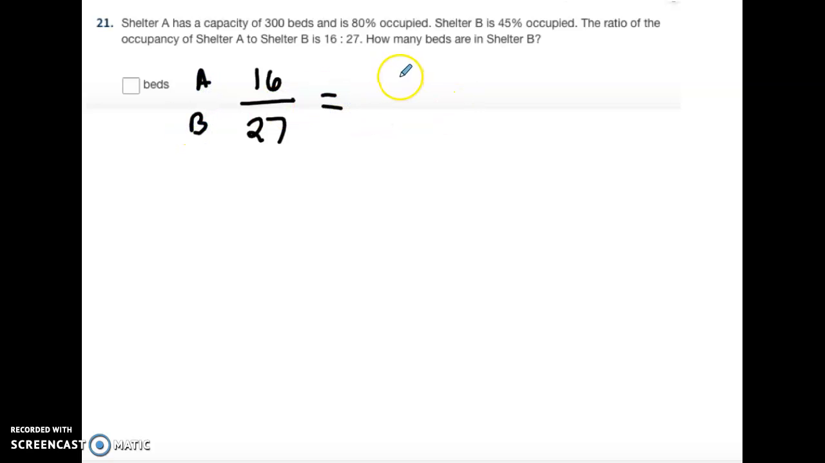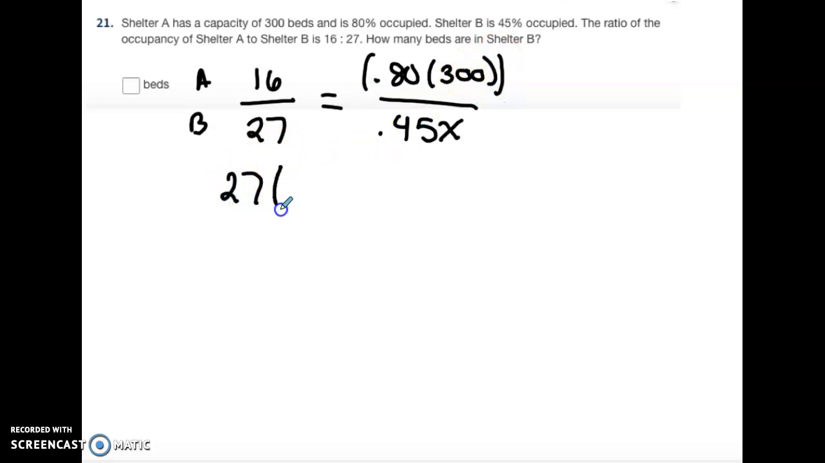All right, we actually know how many beds are occupied in shelter A because we can say 80% of 300, and that's how many beds are occupied. 45% is occupied in B, but we don't know how many beds there are, so 0.45x. And then we can use our cross products. So let's first do 27 times this whole thing right here. So we're doing 27 times 0.80 times 300 equals 16 times 0.45x, which is 7.2x.